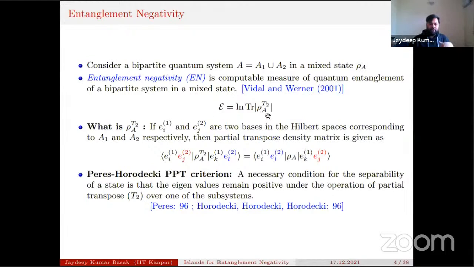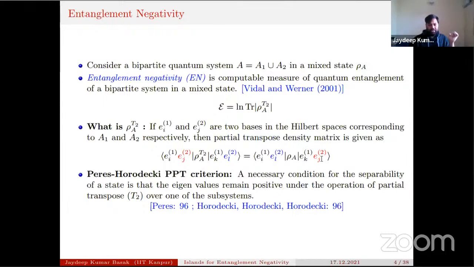Now, what is this rho A2 transpose? To understand that, we can take e_i and e_j as two bases in the Hilbert spaces corresponding to A1 and A2, these two intervals here. Then the partial transpose density matrix can be given in this specific way, where we can see from the color coding that e_j and e_l on the left-hand side have interchanged their positions on the right-hand side.